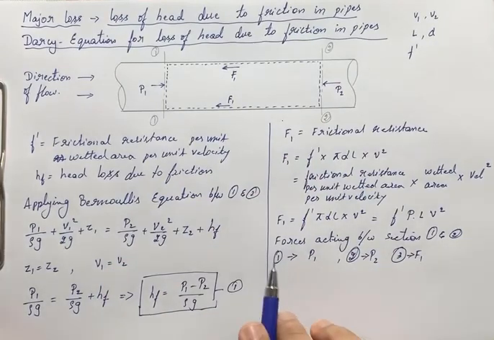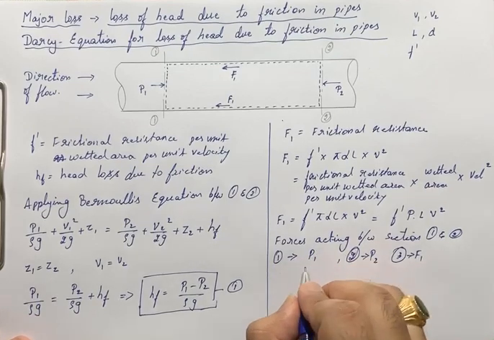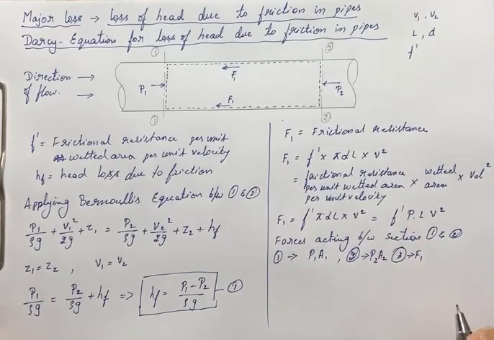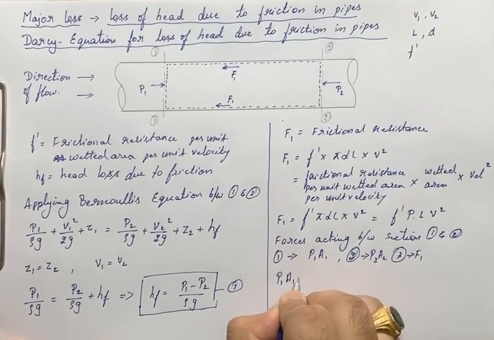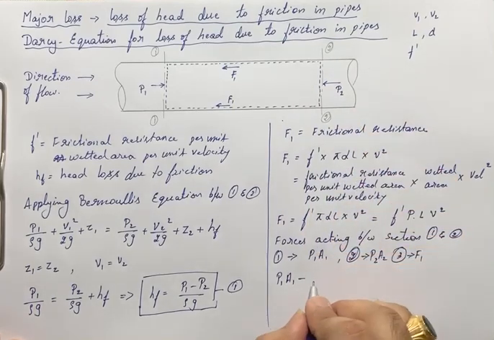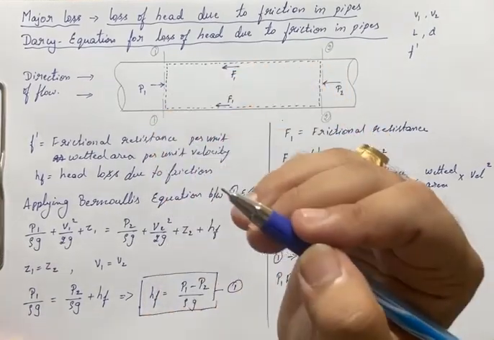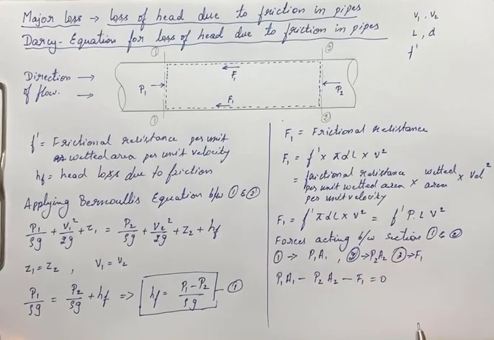So, combining all these forces it should be 0. The pressure forces are P1 into A1 and similarly P2 into A2. So I can write P1 A1 minus, this force is acting opposite to the direction of flow, that is minus P2 A2, minus the frictional force, which is also acting opposite to the direction of flow, minus F1 is equal to 0 here. So I can write this as (P1 minus P2) into A is equal to F1 here.